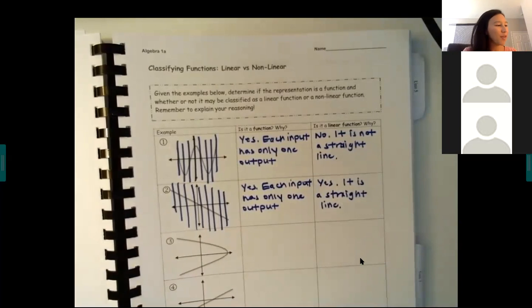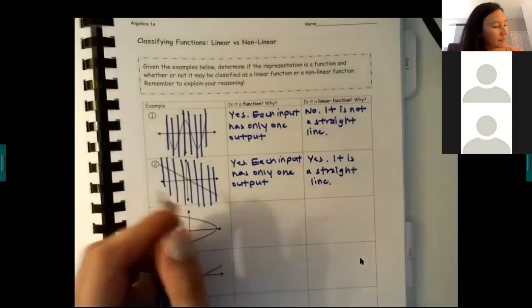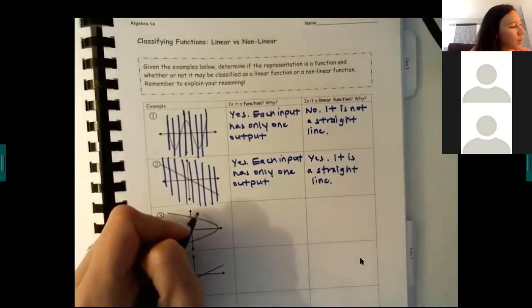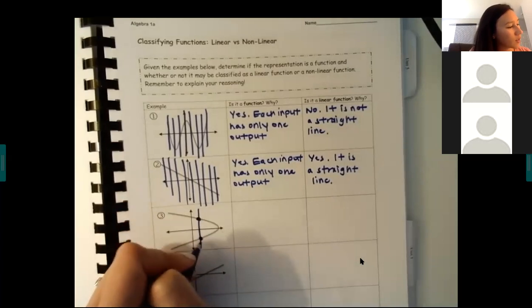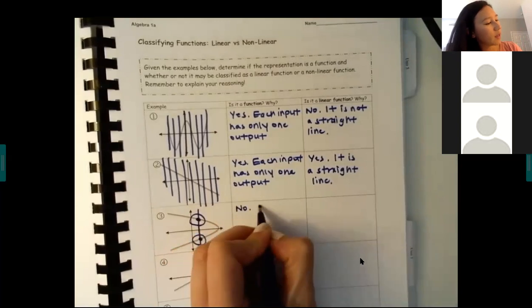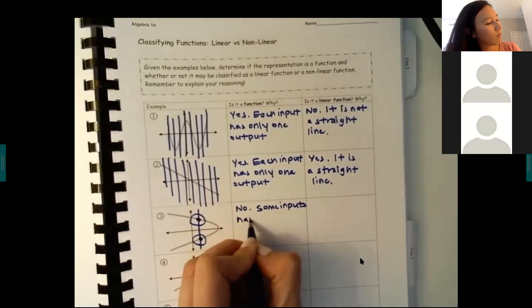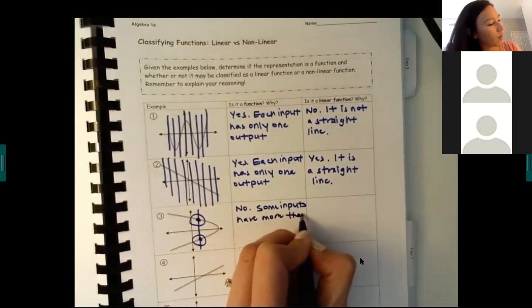Cheyenne, what do you think about number 3? Function or non-function? Not a function because it crosses like everywhere. Right. So if we draw a vertical line here, we see that it crosses twice, right? So we'll say no, some inputs have more than one output.